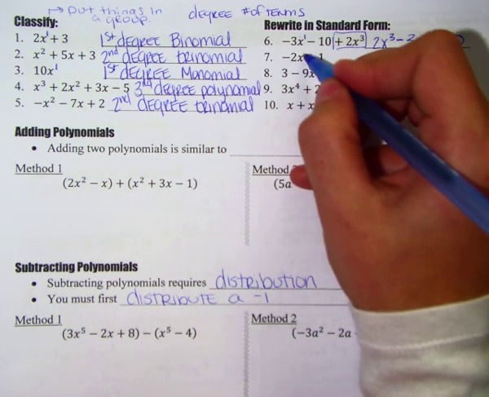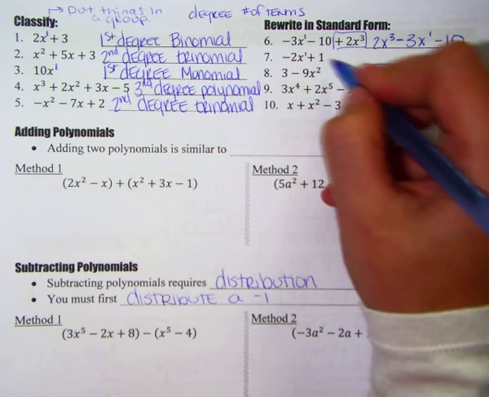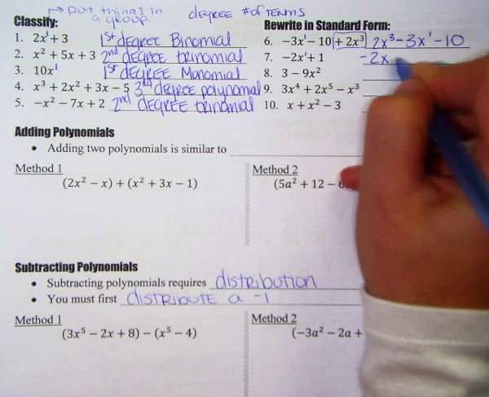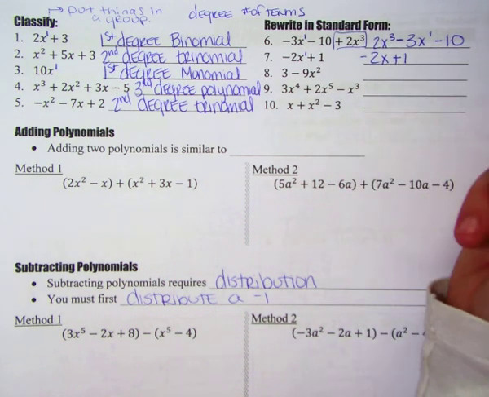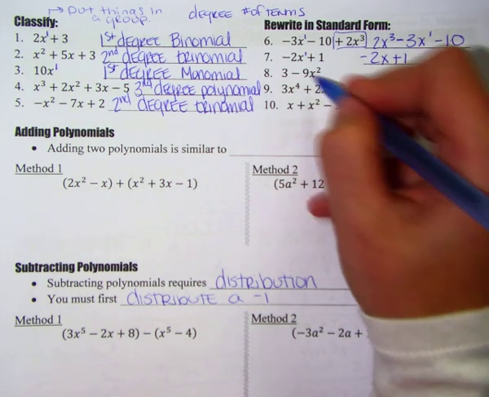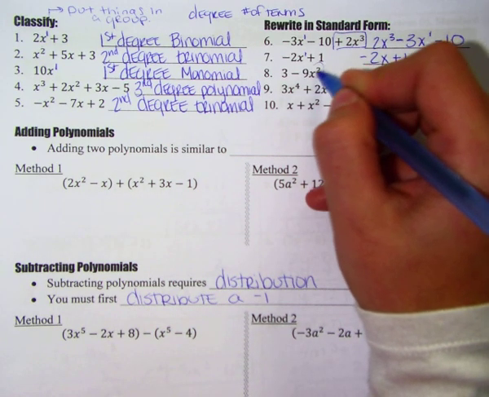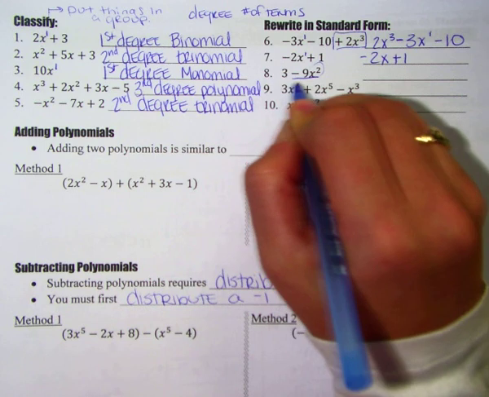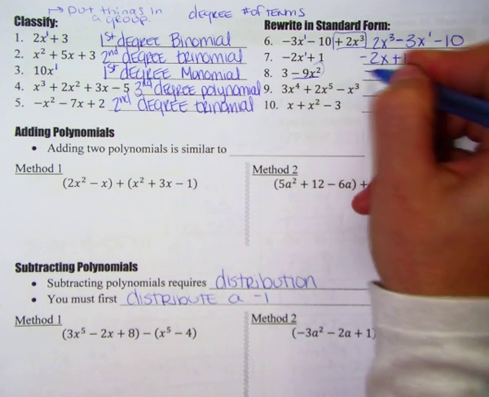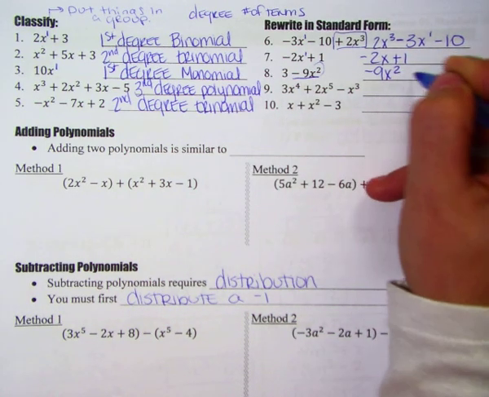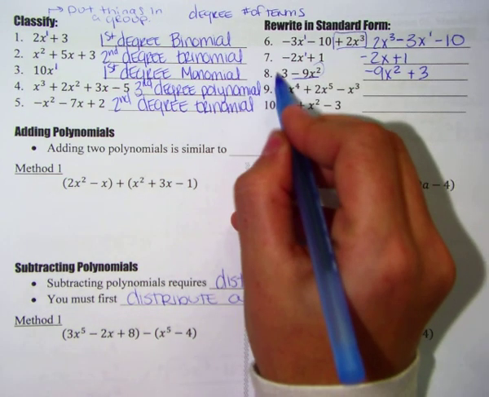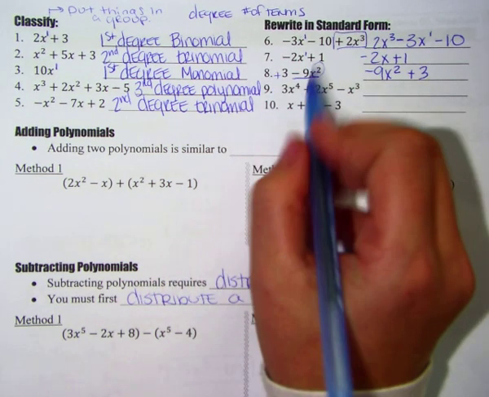For number 7, this is 2x to the first power. This doesn't have an x. So actually, this is already in standard form. Number 8, again, highest power is going to go first. Make sure you take the sign with it. This becomes negative 9x squared plus 3, because remember, this is a positive 3.